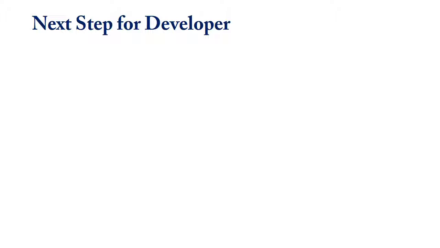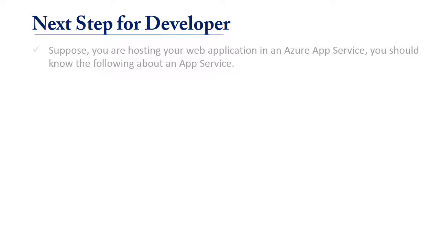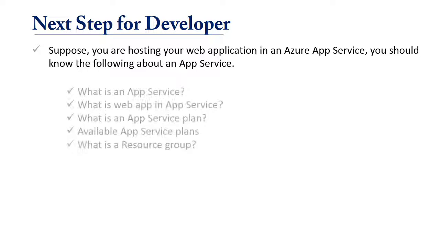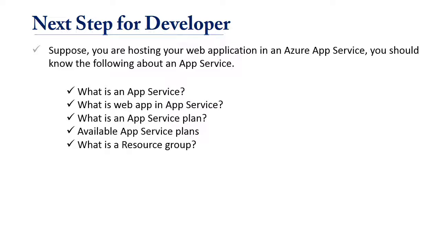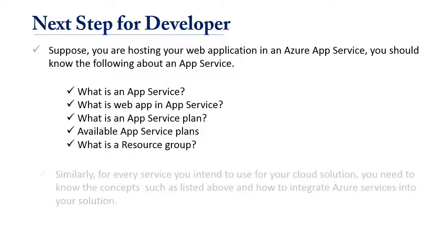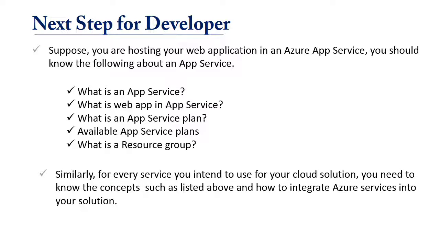So what is the next step for a developer? We have just discussed what are the services available for a developer. Now what is the next step? Suppose you are hosting your web application in an Azure app service, you should know the following about an app service. What is an app service? What is a web app in app service? What is an app service plan? Available app service plans? What is a resource group? Similarly, for each service you intend to use for your cloud solution, you need to know the concepts such as listed above and how to integrate Azure services into your application.